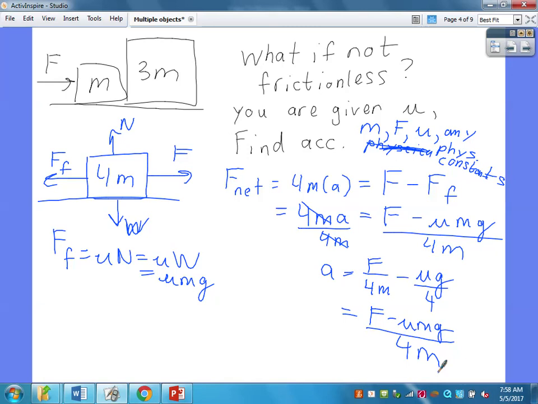Okay? So that is what we would do if it has friction on it. I would just add in that mu mg and solve for it the exact same way. Both objects would feel this acceleration, and then basically I'd multiply this acceleration by m to find the net force for m, 3m to find the net force for 3m.